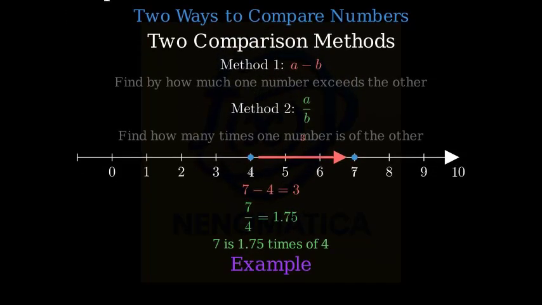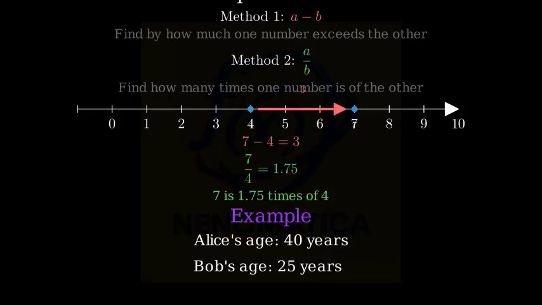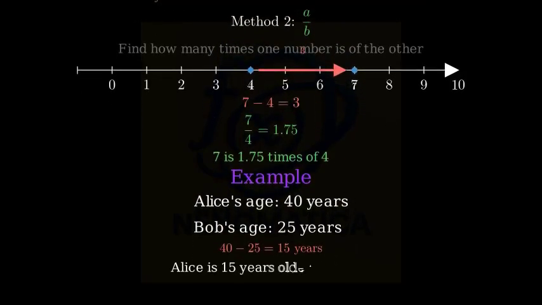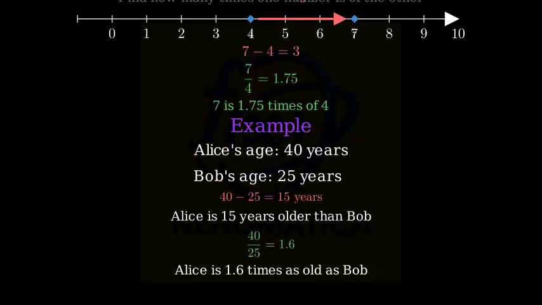Let's now understand when to use each method through some practical examples. Consider comparing the ages of two people, Alice, who is 40 years old, and Bob, who is 25 years old. Using the subtraction method, we can find that Alice is 40 minus 25, which equals 15 years older than Bob. Using the division method, we find that Alice's age divided by Bob's age is 40 divided by 25, which equals 1.6. This means Alice is 1.6 times as old as Bob.